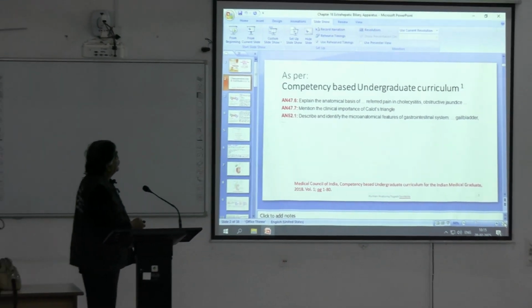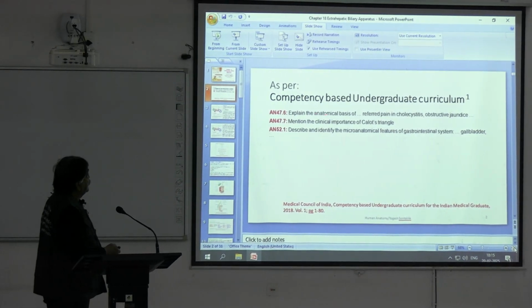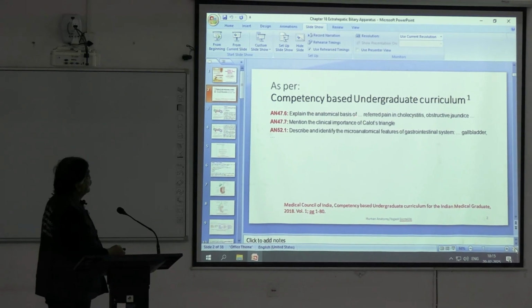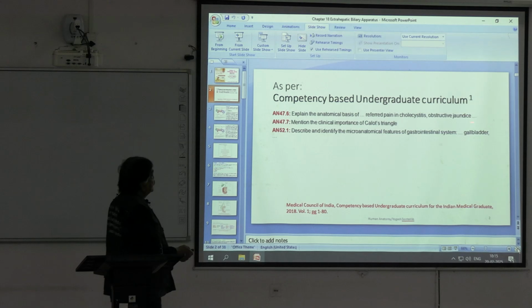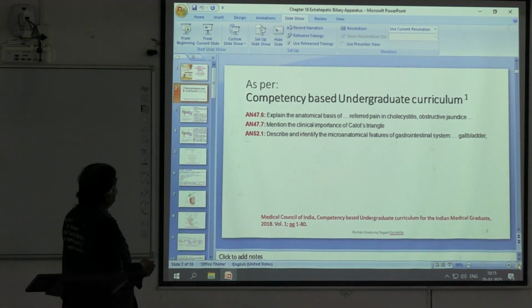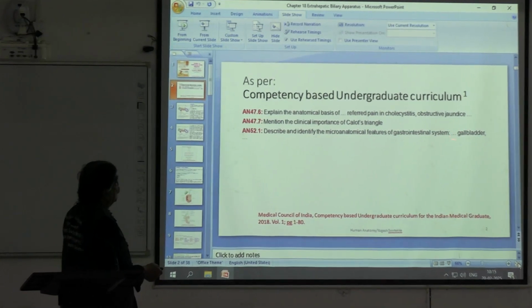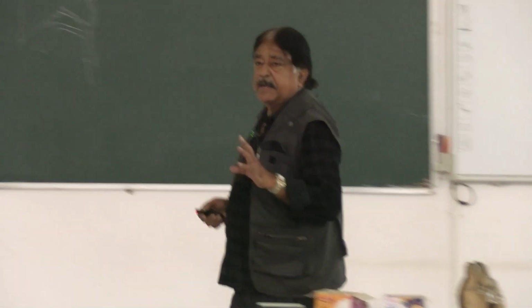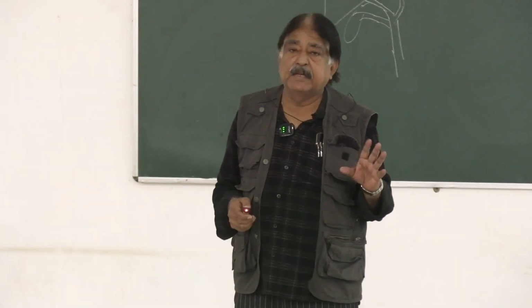Extrahepatic biliary apparatus. This is the competency-based undergraduate curriculum: describe and explain the anatomical basis of referred pain in cholecystitis and obstructive jaundice, mention the clinical importance of Calot's triangle, and describe and identify the microanatomical features of the gastrointestinal system, gallbladder. In these headlines, you have to be preparing, and this can be a 10 marks question or 7 marks question.